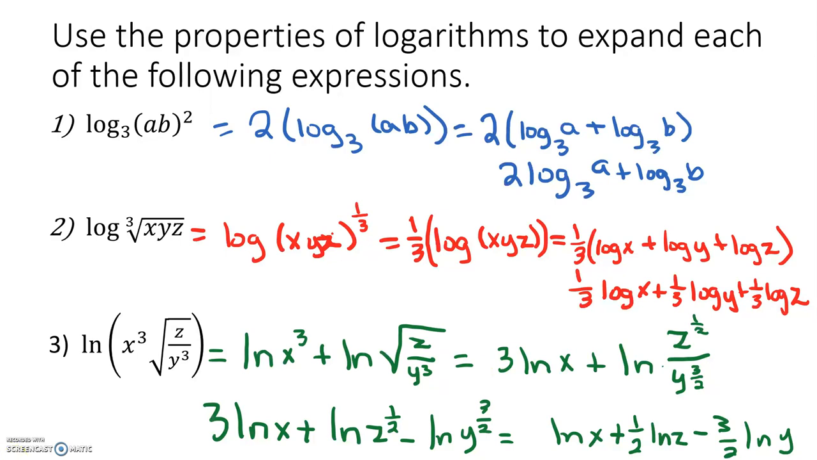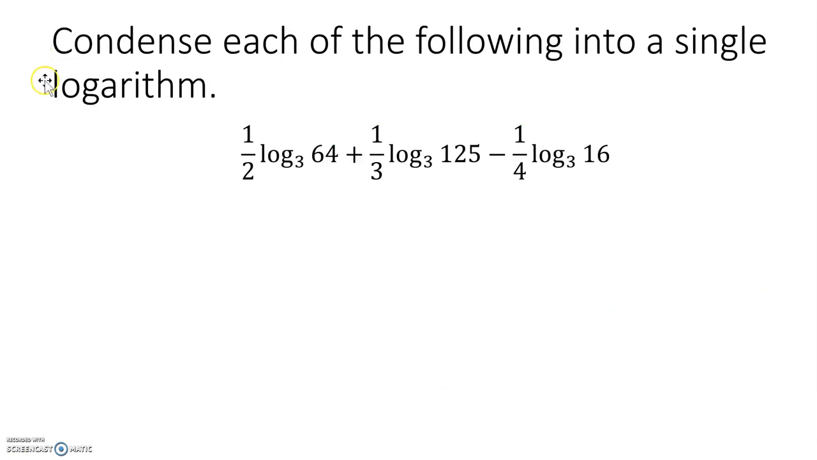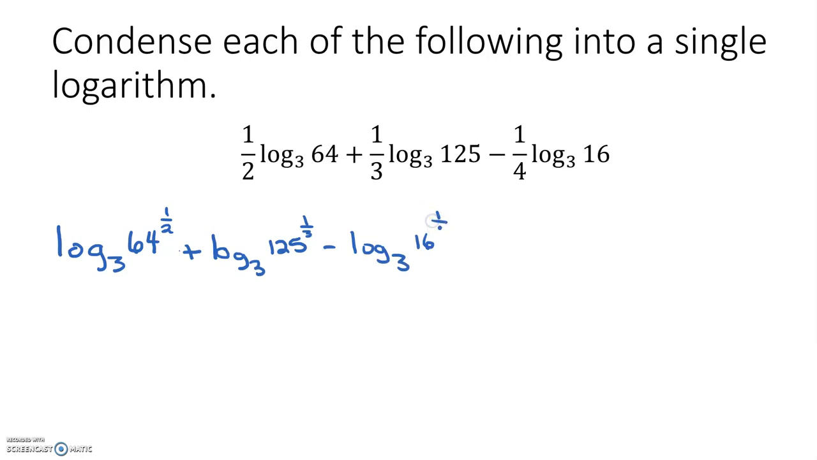Alright, let's look at some more examples. In this next example, we are asked to condense each of them to a single logarithm. The first thing I'm going to do is take care of the 1/2, 1/3, and 1/4. I'm going to move them from the front of the expression to the exponent. So I've got log base 3 of 64 to the 1/2, plus log base 3 of 125 to the 1/3, minus log base 3 of 16 to the 1/4.